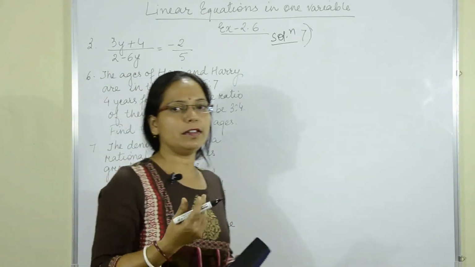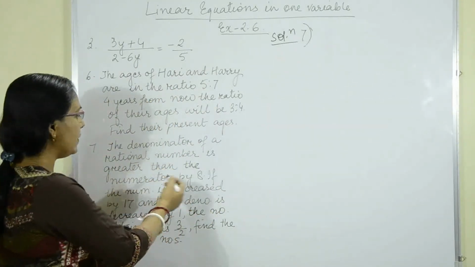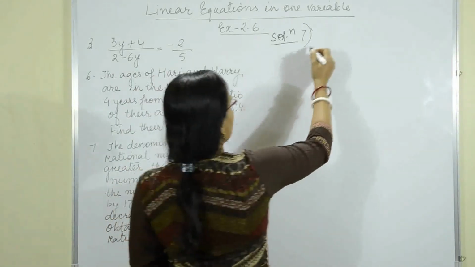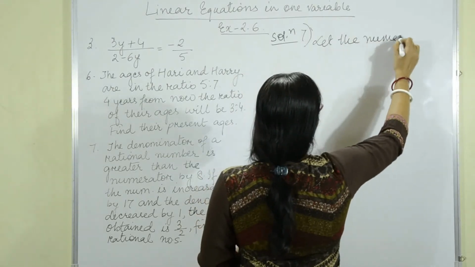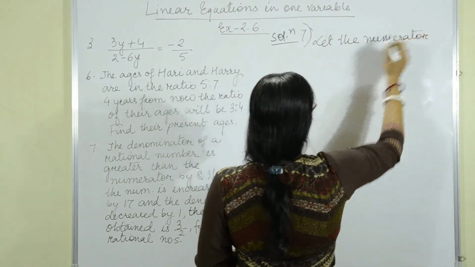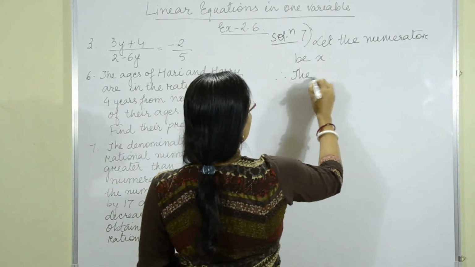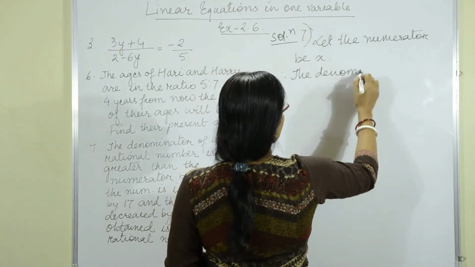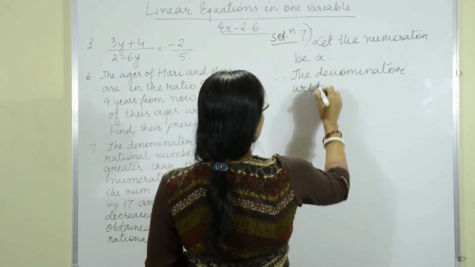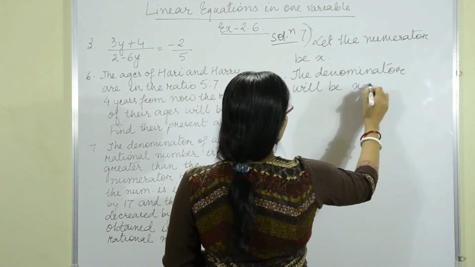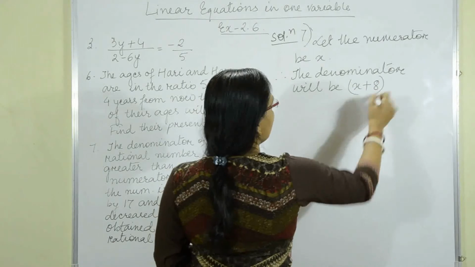We know the rational number has a numerator and a denominator. Now, the denominator is greater than the numerator by 8. So, let the numerator be x. Okay. Therefore, the denominator will be, the denominator is greater than the numerator by 8, is it not? So, by 8 means plus 8, x plus 8. If the numerator is x, then the denominator is x plus 8.